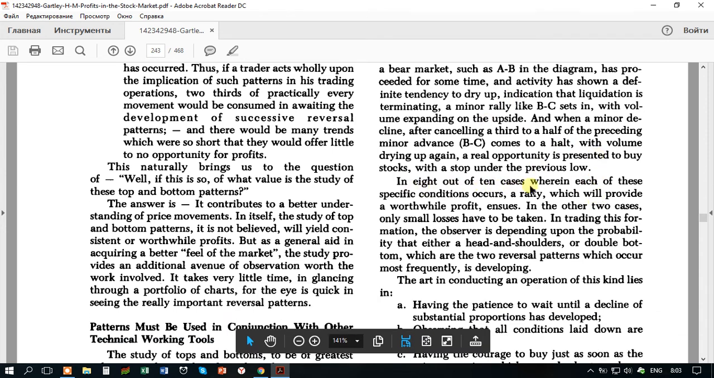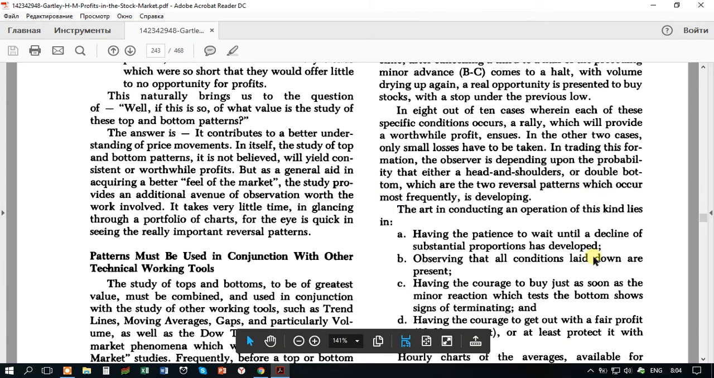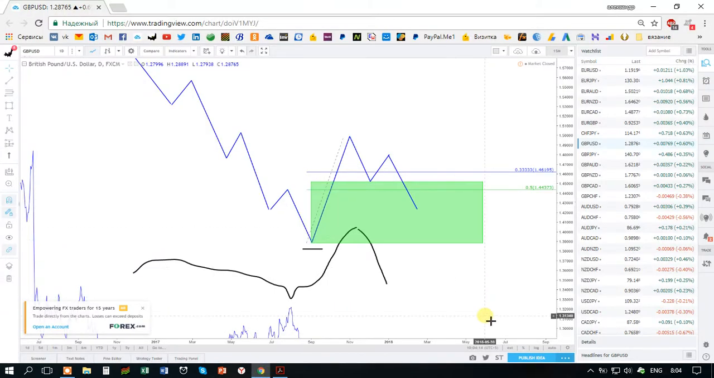In 8 out of 10 cases wherein each of these specific conditions occur, a rally which will provide a worthwhile profit ensues. I will just explain what is the worthwhile profit. In the other 2 cases, only small losses have to be taken in trading this formation. The observer is depending upon the probability that either a head and shoulders or a double bottom, which are the 2 reversal patterns that will occur most frequently, is developing. The art of conducting an operation of this kind lies in. I will read it further.